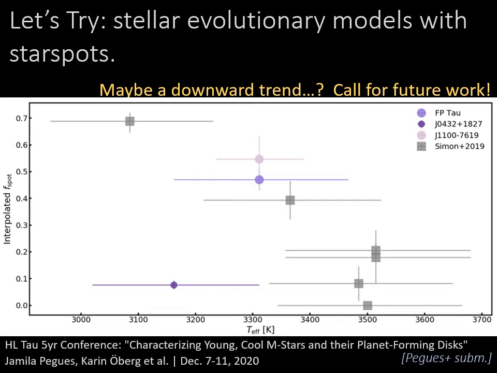So to possibly make this trend more quantitative rather than just qualitative, we could really use future work in this area. For one, we would need more dynamical mass measurements of low-mass stars to fill in more of this plot, and we would also need tighter constraints on the effective temperatures for these different stars.